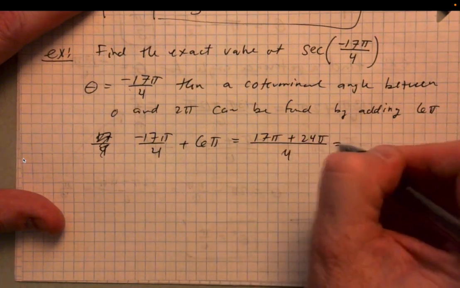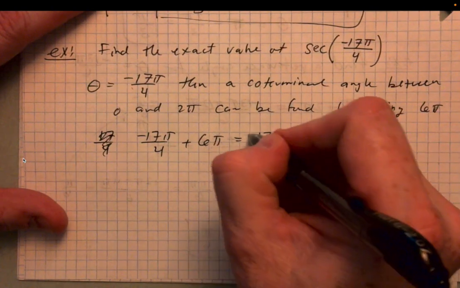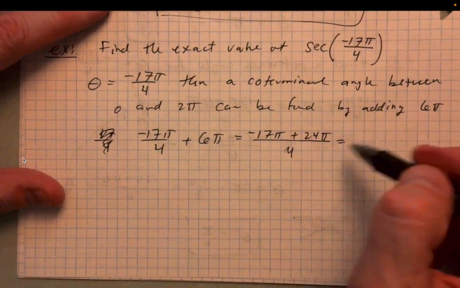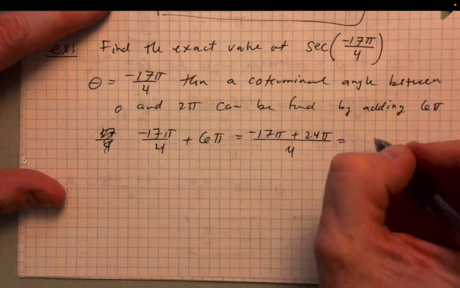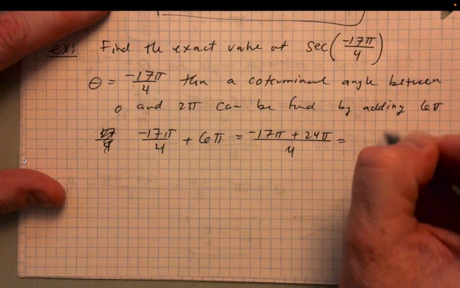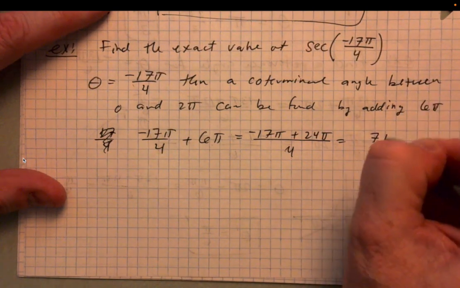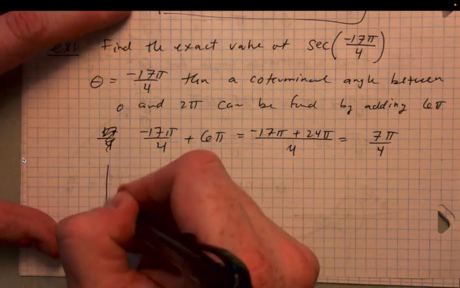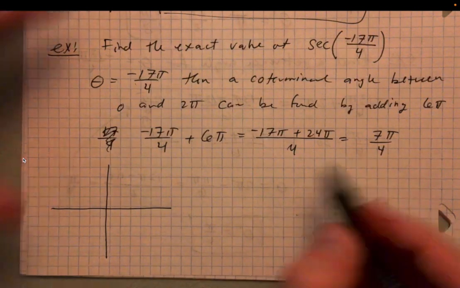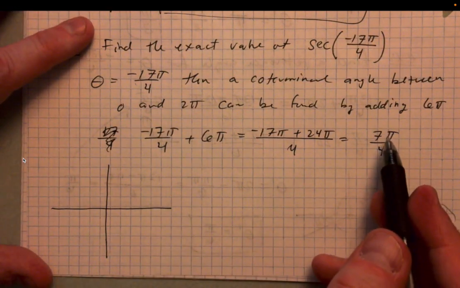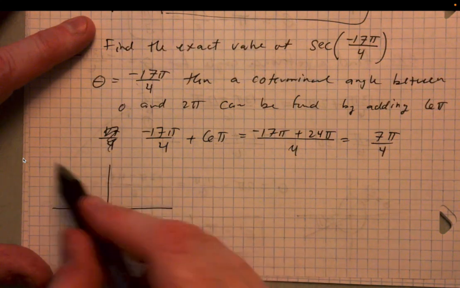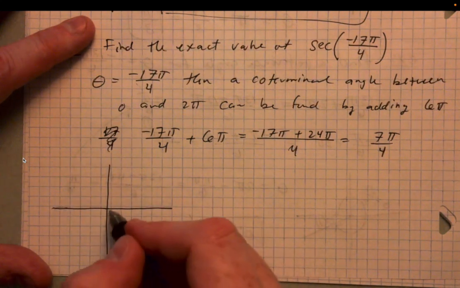over 4, and so negative 17 plus 24 is 7, right? Yeah, 7 pi over 4. Right, just doing that arithmetic there. Okay, and so what does that look like? Right, so 7 pi over 4 is going to be, well, here's 1 pi over 4, 2 pi over 4, 3, 4, 5, 6, 7. So it's down here.